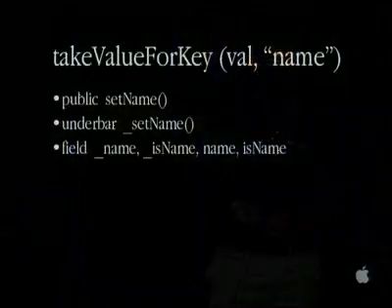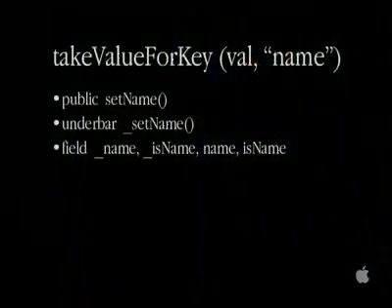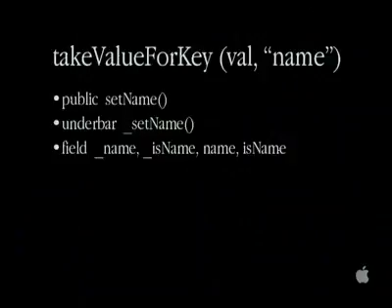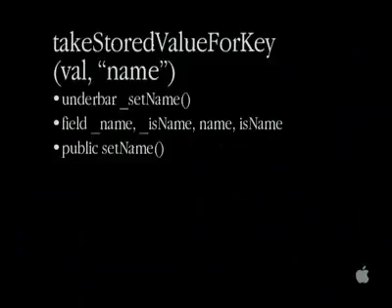Take value for key, this is how we're setting things, so we're looking for the set methods. If we don't find a method, we'll look for the underbar, and finally we'll hit the field directly. And when we're doing the take stored value, we just change that order. We're hitting the primitive underbar method first, otherwise the field, and then the public method. So you don't have to do anything fancy, but if you do have a complicated EO and there's some subtlety to how you want that EO populated versus how you want the rest of the world to access the EO, you can take advantage of following this convention.